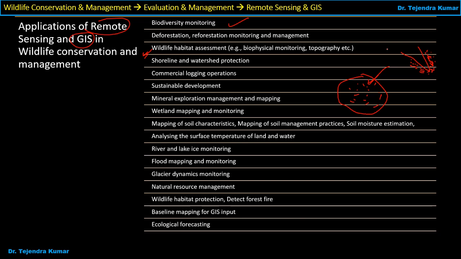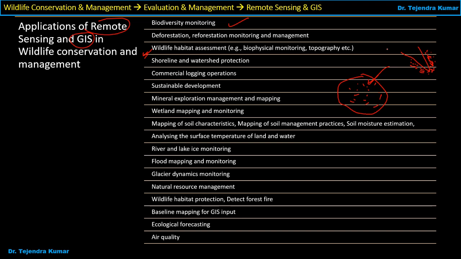Next, ecological forecasting, which can also be done. If we are seeing a continuous graph or trend line of an activity happening in a forest or an ecosystem, then we can forecast what will happen after 2 years, 3 years, or some months. So this can be forecast, and monitoring or management practices can be applied. Air quality can also be controlled, as I told you, like natural resources and river and lake ice monitoring.